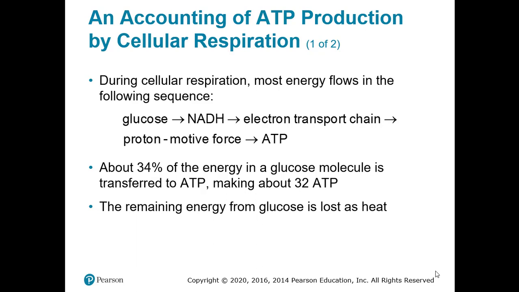What did we say? You have 6. About 34% of the energy in the glucose molecules is transferred to ATP. So we make about 32 ATP here. The remaining energy from glucose is lost as heat.